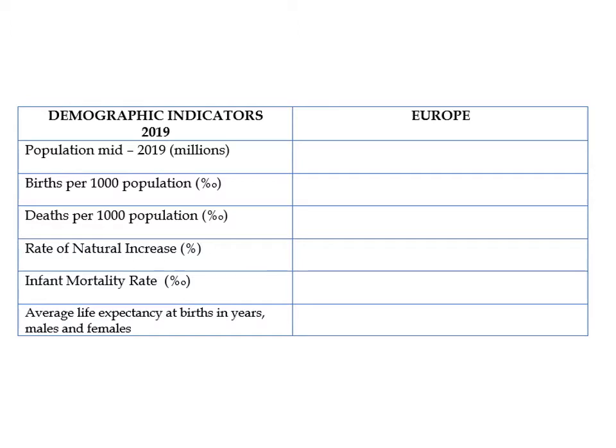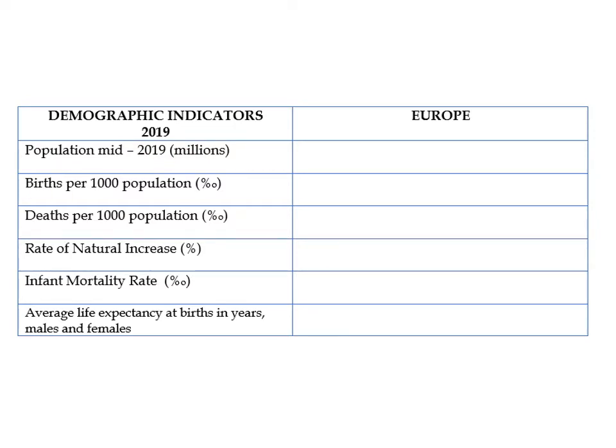There's one for each continent. So the population, the birth rate, death rate, natural increase, mortality rate, and the average life expectancy. You need to indicate the life expectancy of males and females. It says the population at the middle of the year 2019, in millions of people.